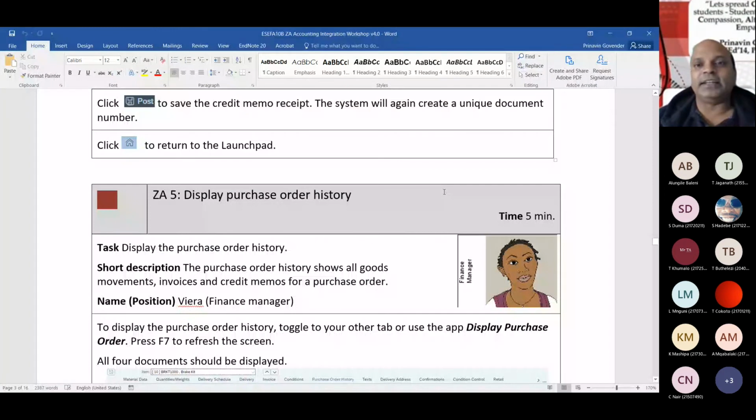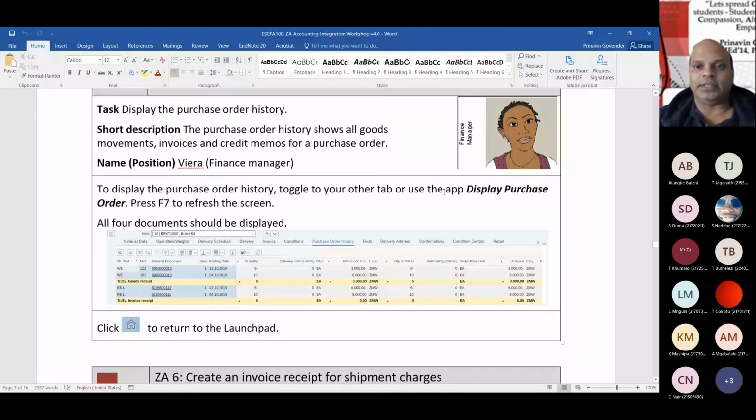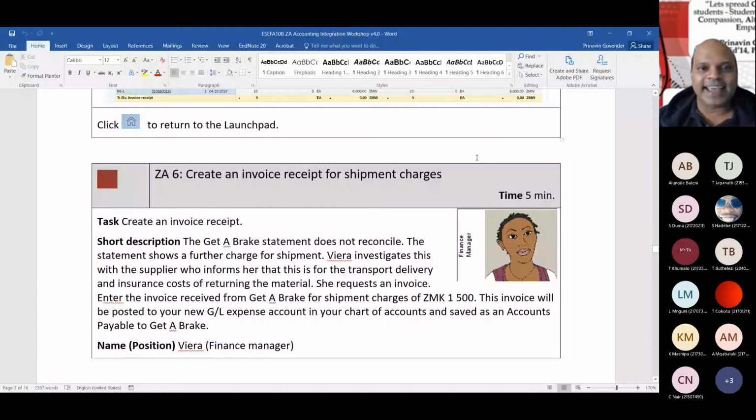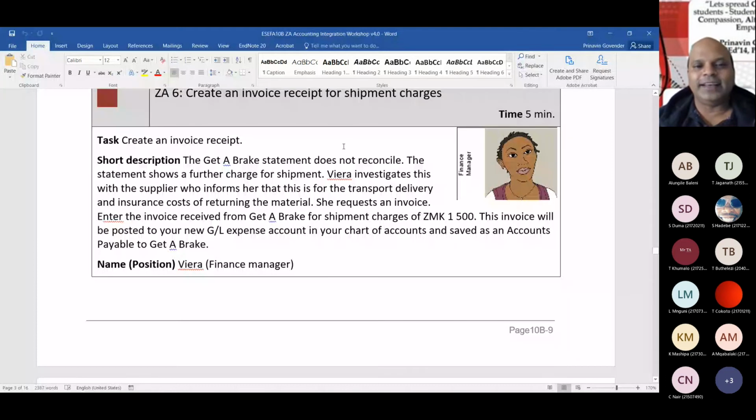So you are going to pretend that you are the financial manager in this exercise. You're going to pretend that you are creating an invoice receipt. Hey, and maybe you'll want to have a break.